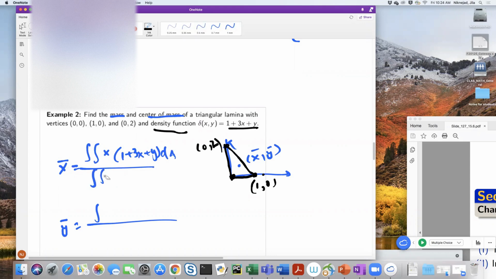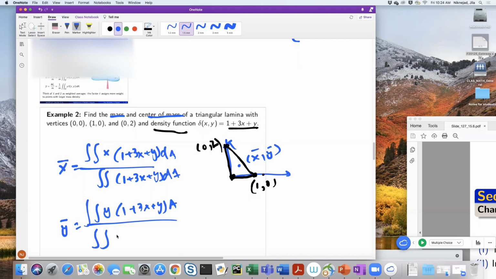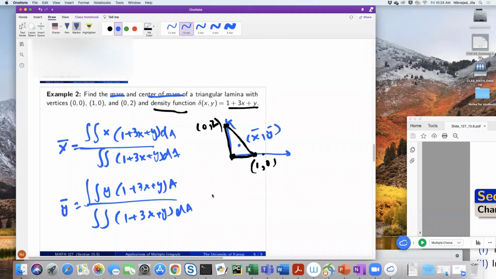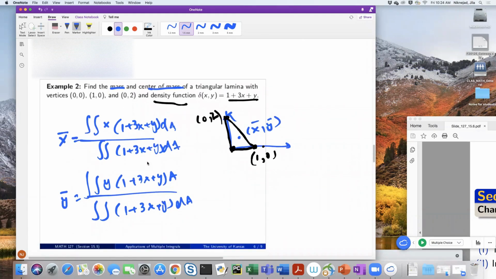Let's write it as mass because I want to do it separately and not twice. And this one is going to be y, so this is the average of y. And the other one is the average of x. Okay, it seems like the denominator is the same for both of them. So let's find the mass separately.